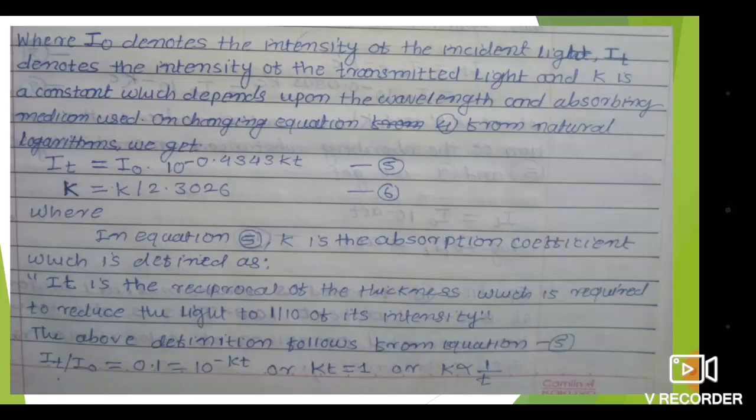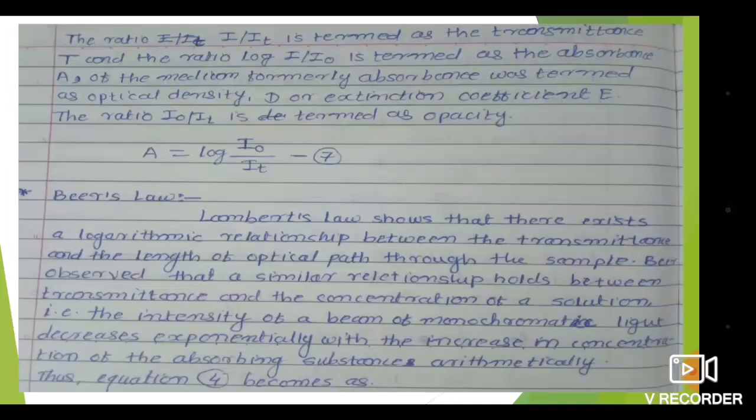So the above definition follows from equation 5. IT upon I0 is equal to 0.1, which is equal to 10 to the power minus KT, or KT is equal to 1, or K is inversely proportional to the thickness, that is 1 by T.